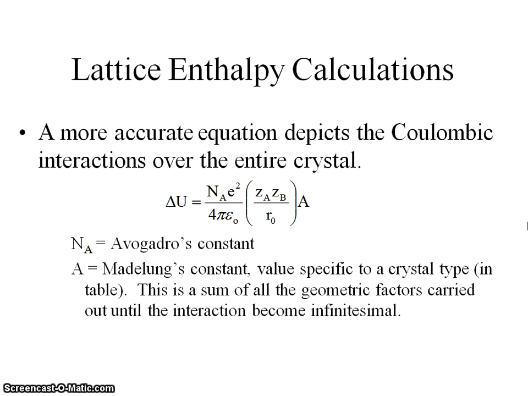A more accurate equation depicts the Coulombic interactions over the entire crystal. ΔU is equal to N_A e² divided by 4πε0, times ZA ZB divided by R0, times A. Here N_A is Avogadro's constant, and A is Madelung's constant, whose value is specific to a crystal type, in a table given in the book. This is the sum of all geometry factors, carried out until the interactions become infinitesimal.